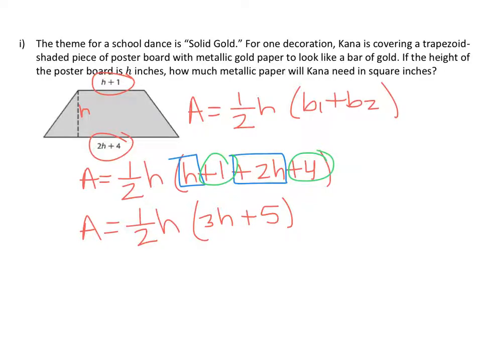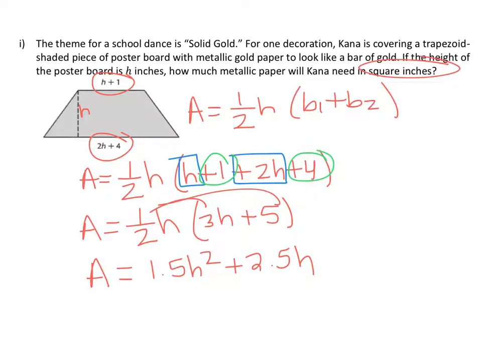We're going to distribute the 1/2 h. So 1/2 h times 3h is 1.5 h squared. 1/2 h times 5 is 2.5 h. And this is in square inches. So inches squared.